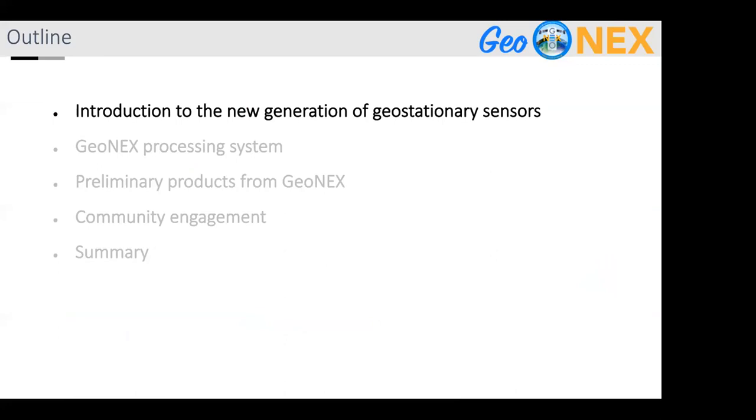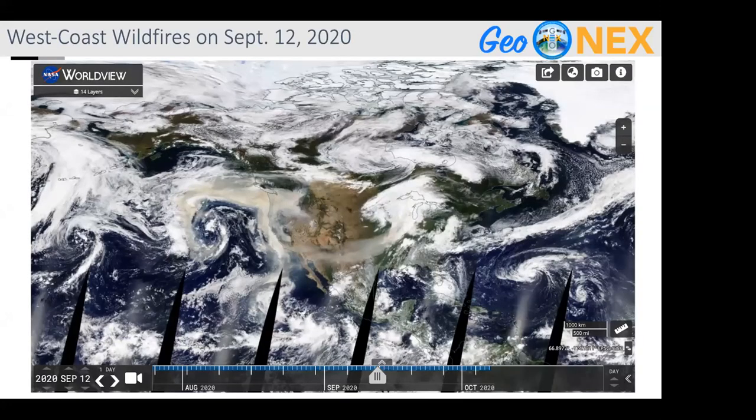So first, let's talk about the new generation of geostationary sensors. So everyone recognizes this, right? Familiar with MODIS or VIIRS like satellite imagery, right? So these sensors are like the EOS flagship satellites. They have almost daily global coverage. That means every day they cover the Earth surface and take a snapshot, right? So obviously we can derive many products from these kind of data, but now things changed.